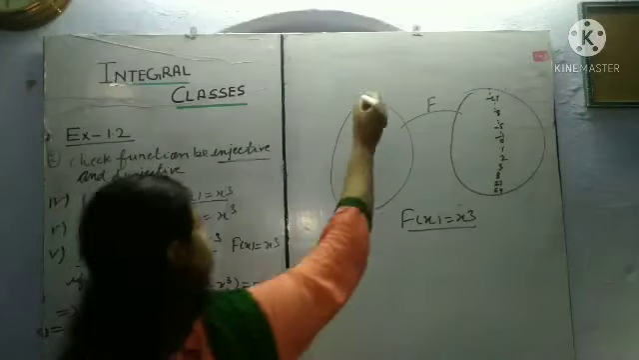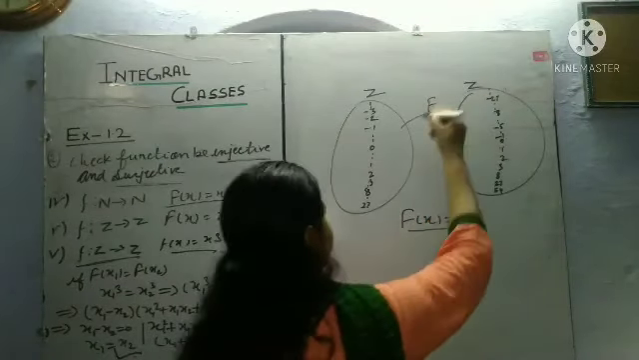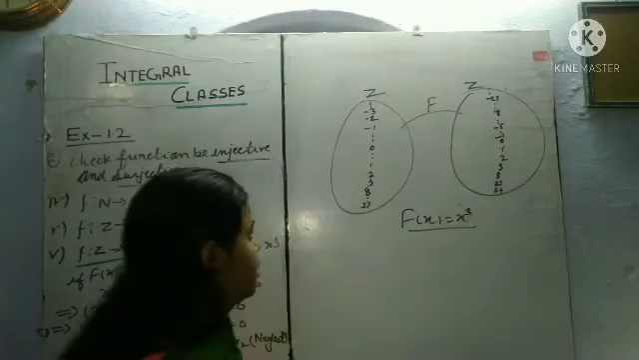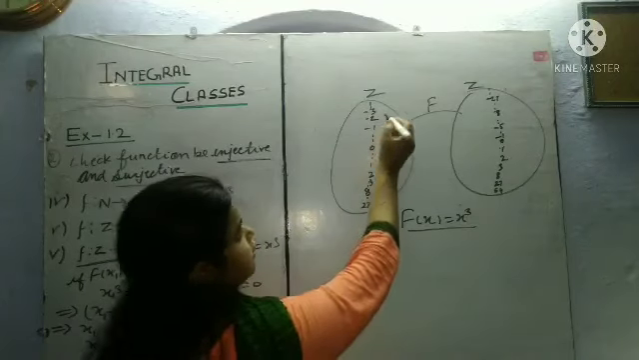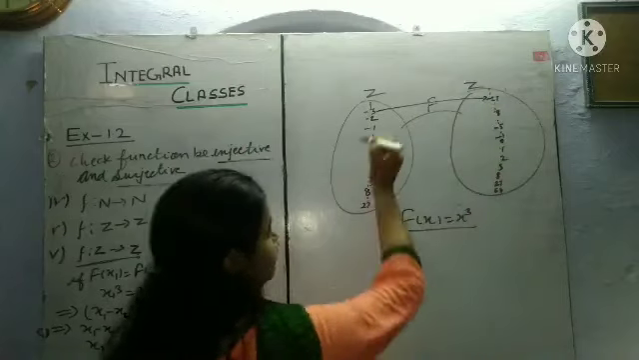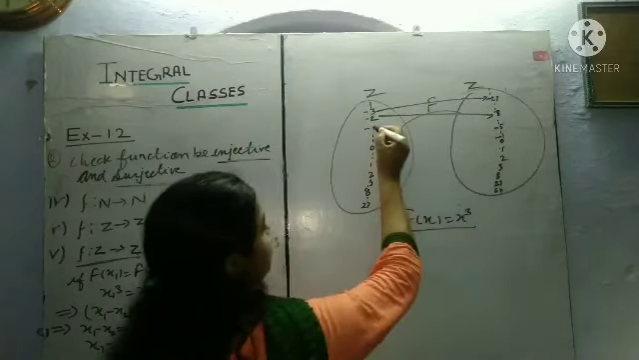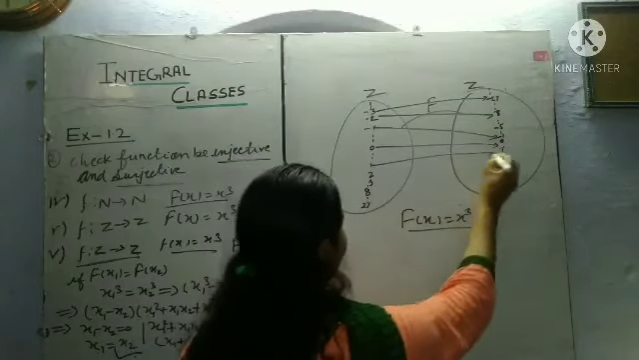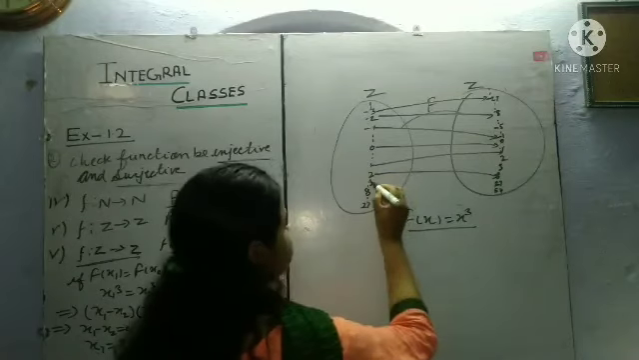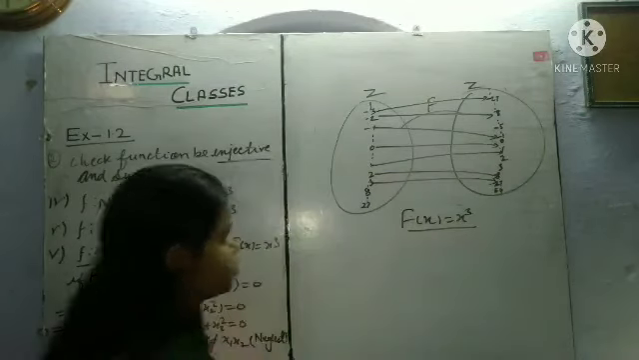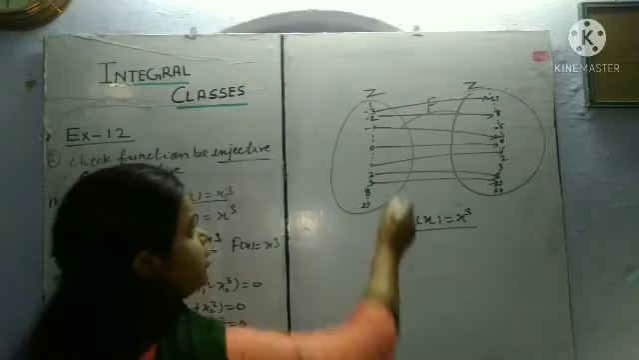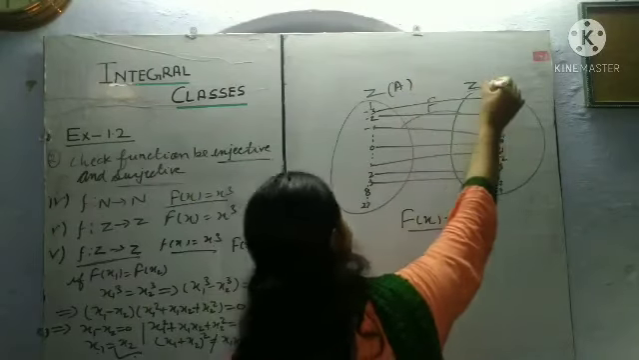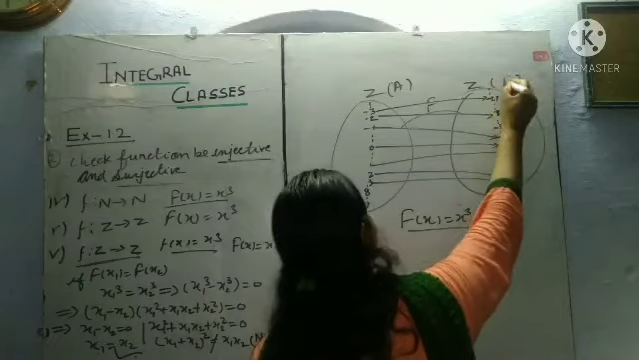Now we have a function defined from Z to Z, integer to integer, and the function is given as f(x) = x cubed. Now we will put x equals -3, then we will get -27, then -2 gives -8, -1 gives -1, and 0 gives 0, then we get 1, 1, 2 gives 8, 3 gives 27. So student, as we observe here, every element of A has its unique image in set B. So this function is one-one.